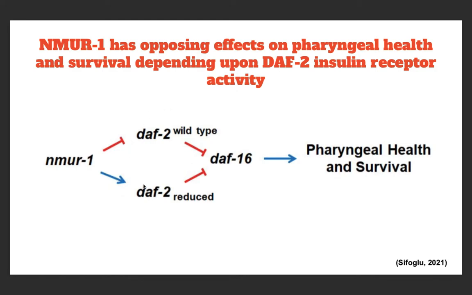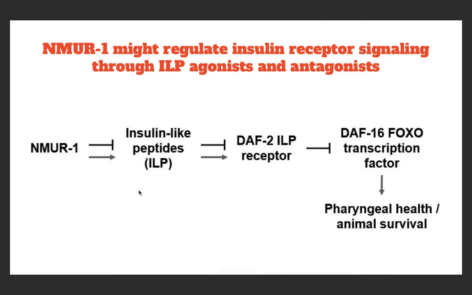So, he proposed that when DAF2 activity is high, NMUR1 works to inhibit it, and on the other hand, if DAF2 activity is low, NMUR1 promotes it. These differing responses work in order to maintain optimal levels of pharyngeal health and survival in C. elegans. I am testing the hypothesis that this effect is actually happening at the level of ILPs.